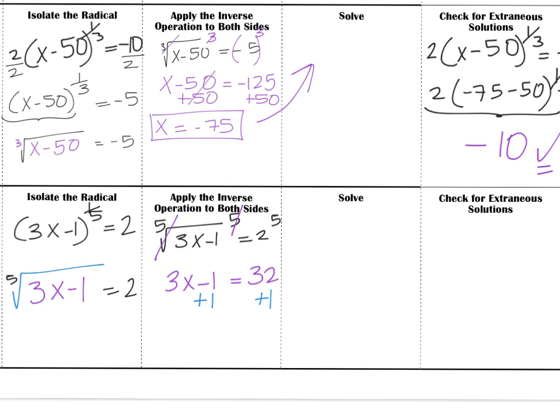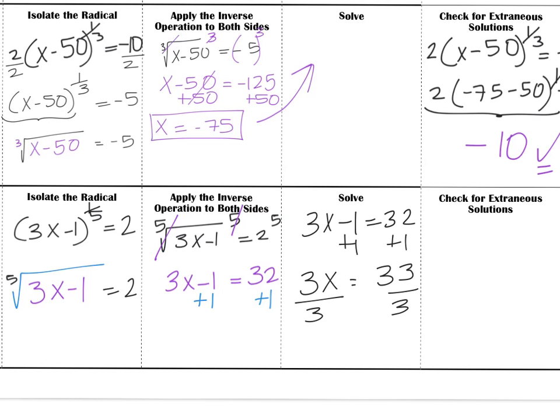Now I'm going to move it to the third column, and I'm going to solve in the third column. Now add 1 to both sides. You get 3x equals 32 plus 1, which is a 33. You divide both sides by 3, so x equals 11. Now, let's put it back into the equation and check if this is acceptable.